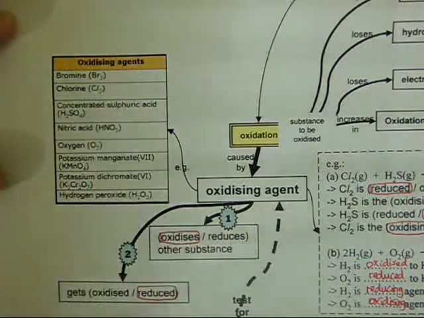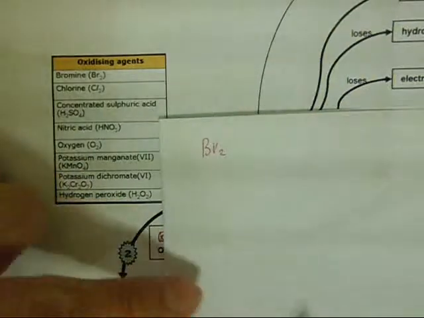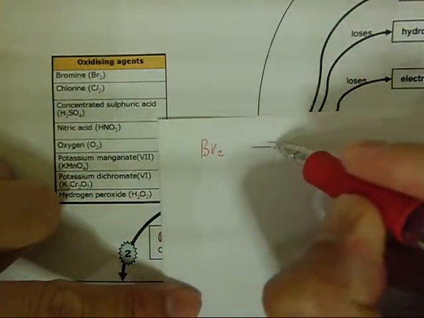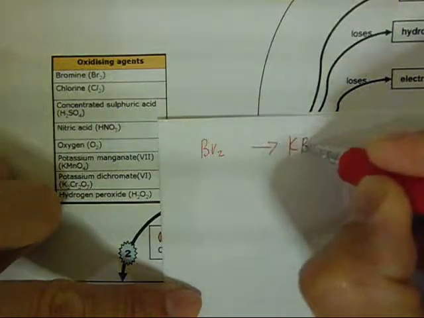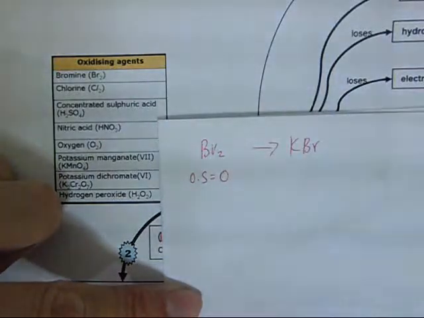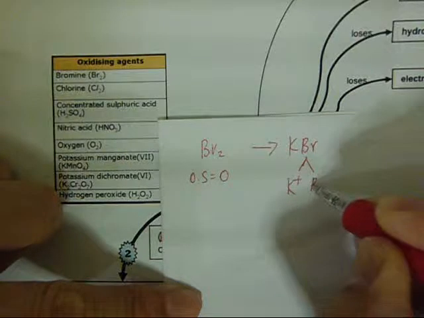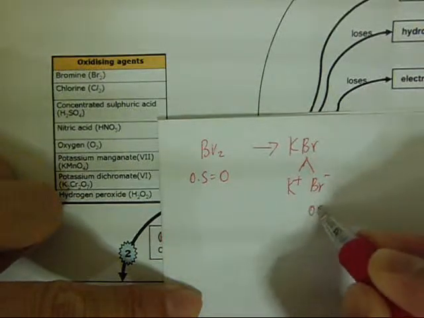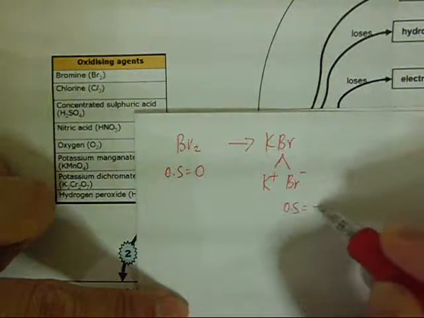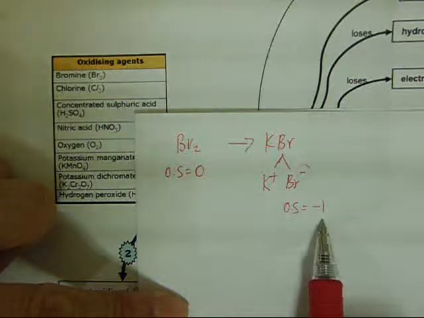Now bromine. Why is bromine an oxidizing agent? Now let's take a look at bromine. When bromine reacts with other substances, it will become, for example, KBr. So bromine, what is the oxidation state? 0. KBr, remember you can split it into K+ and Br-. So Br-, what is the oxidation state? It is -1 because it depends on the charge. So 0 to -1 is a decrease in oxidation state. That means it is a reduction.